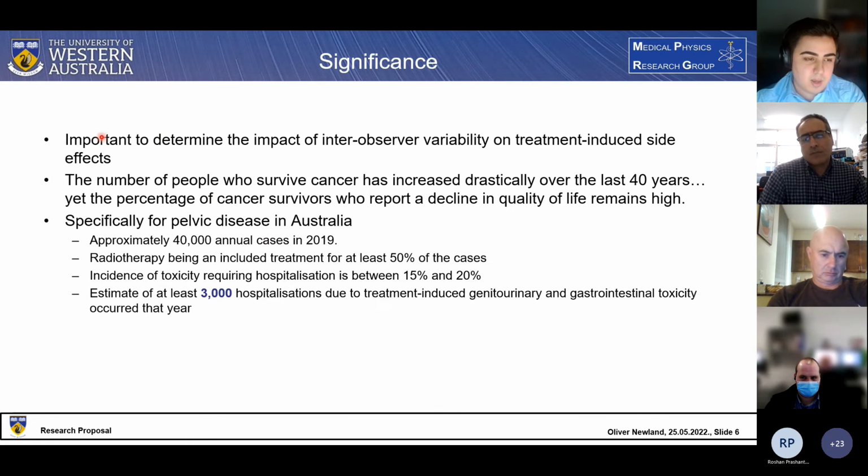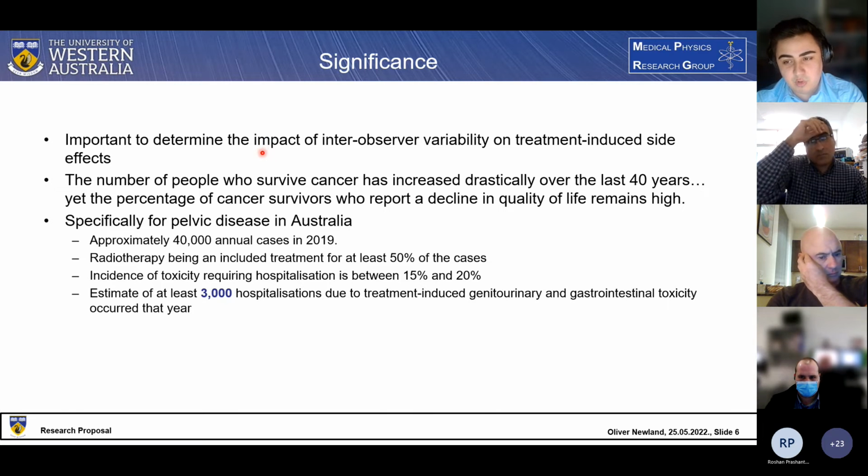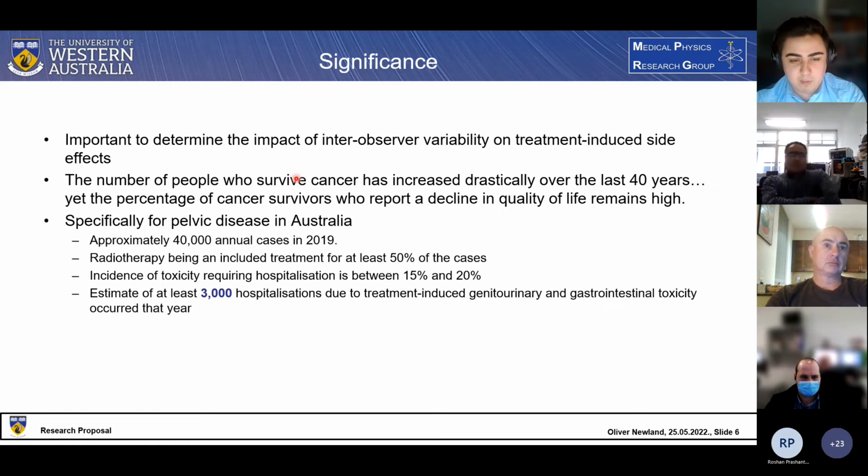So this work is important in determining the role that interobserver variability has on treatment-induced side effects, which we want to reduce, obviously. The survival rate of cancer has actually increased over the last few decades, but the quality of life of the survivors, we haven't seen similar improvement reflected there.